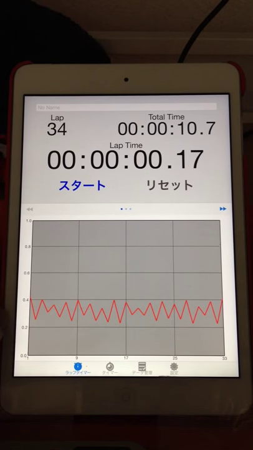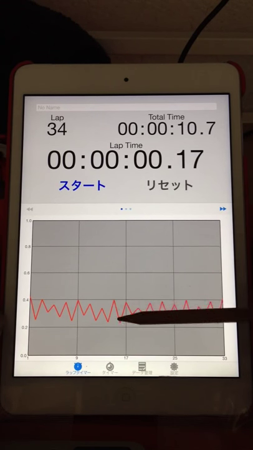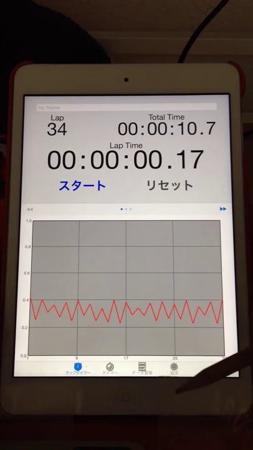10.7 seconds divided by 3 4 laps, multiply by 2, equals 3.63 seconds for 1 beat, front and back. The strongest bounce, this or this.